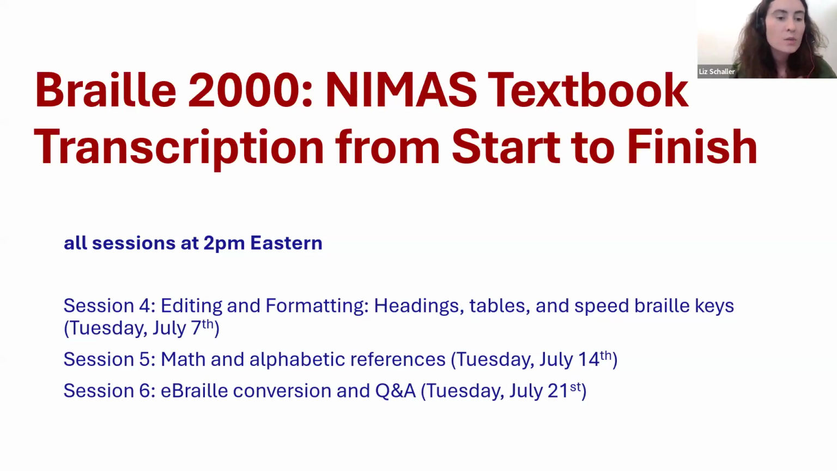Next week, on July 7th, will be the second part of our editing and formatting series, where we'll look at headings and tables and speed braille keys. Then in session 5, we're going to be talking all about math and alphabetic references. And then session 6 will be a wrap-up Q&A for the series. And then we'll also spend some time talking about the eBraille file format and the timeline for producing eBraille.